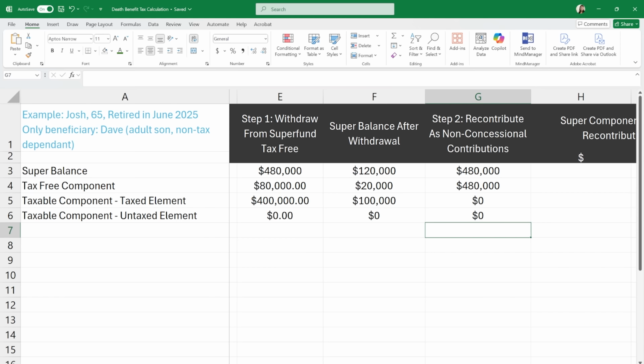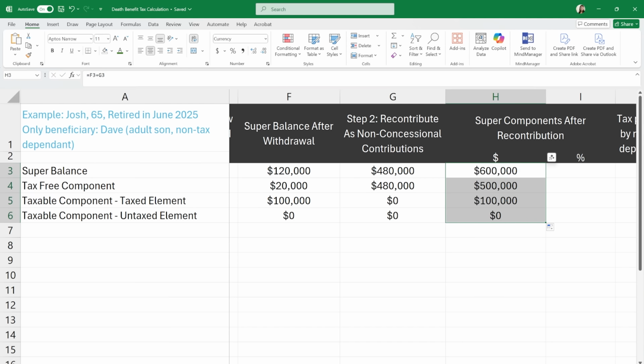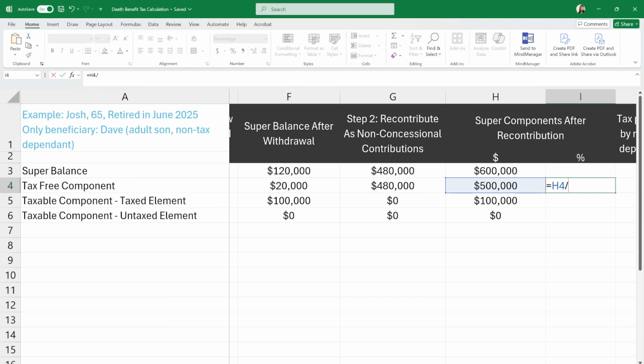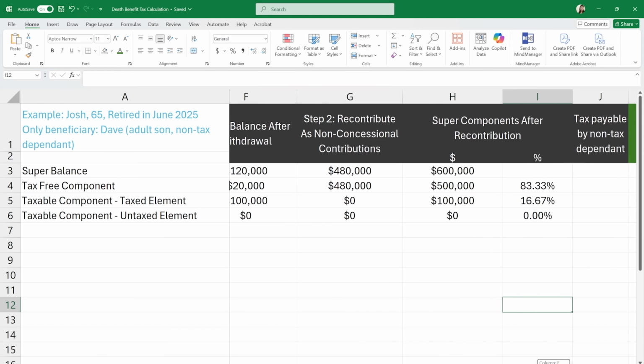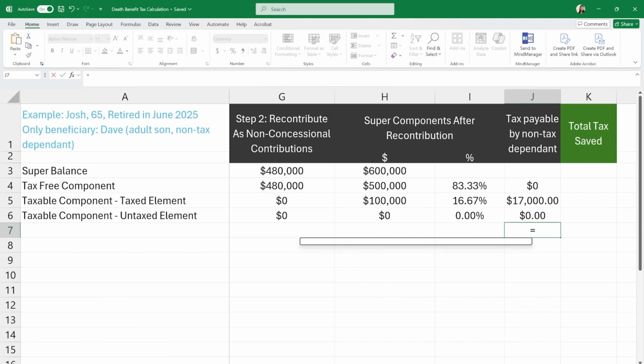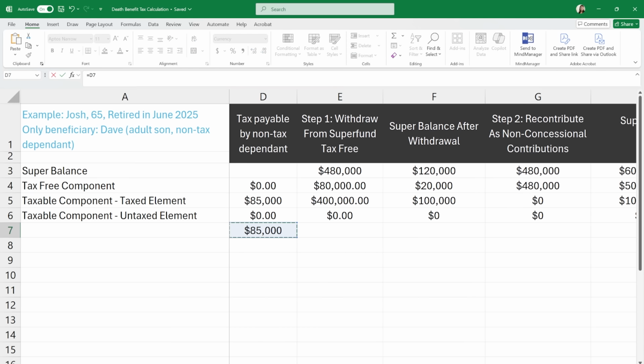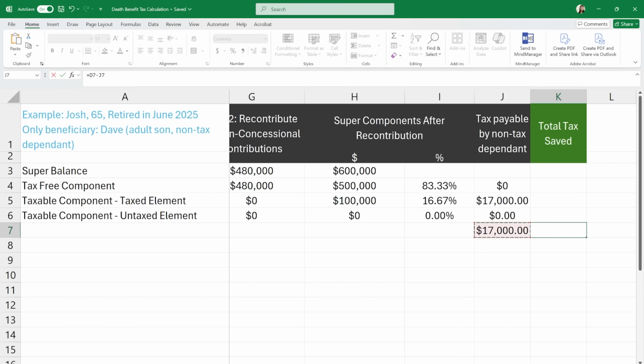look at the result. After this, Josh's super balance is still $600,000, but the tax-free component has increased from $100,000 to $500,000. In percentage terms, that's a jump from 16.67% to 83.33%. If Josh were to pass away later and his super was still around $600,000, Dave would only pay tax on that $100,000 portion. At 17%, the tax would be just $17,000 instead of the original $85,000. That's a saving of over $68,000 in tax.